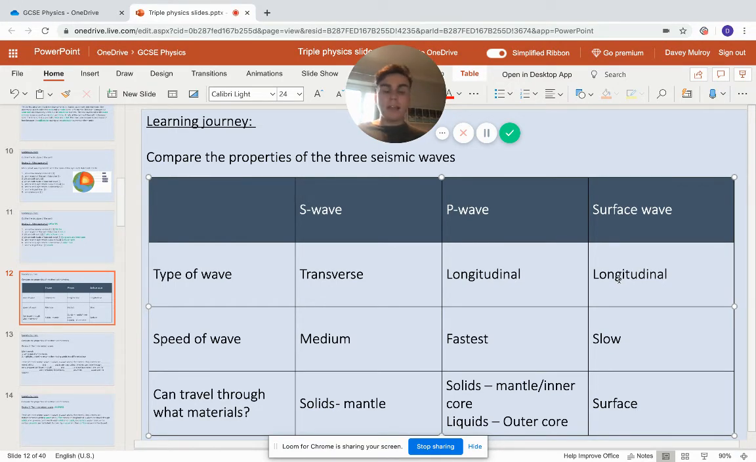Now, if you've been making detailed notes throughout this, feel free to hit pause now, okay? And you can summarize this. Otherwise, we're going to go on to our third review activity of the lesson.